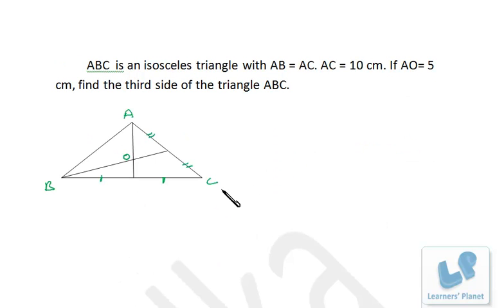Now let's see this question. Here, ABC is an isosceles triangle with AB equal to AC. AC is equal to 10, that means AB is also 10. So this is 5, this is 5. If AO is equal to 5 centimeters, find the third side of the triangle ABC.